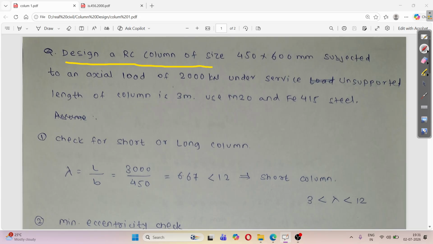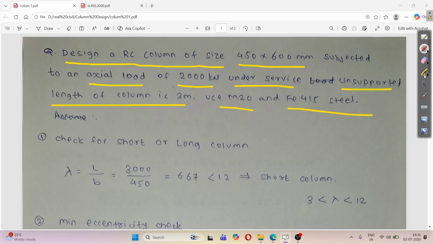Design an RC column of size 450 by 600 mm subjected to an axial load of 2000 kilonewton under service condition. The unsupported length of the column is 3 meter. Use M20 and Fe415 steel.